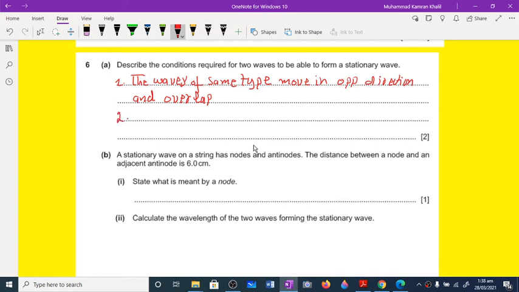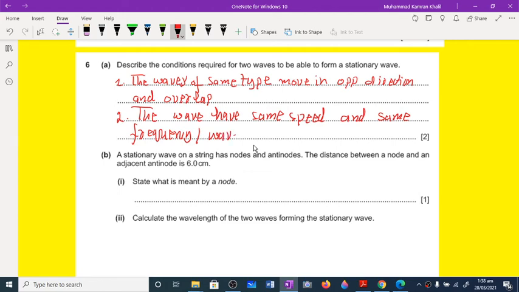Number 2, the waves have same speed and same frequency or wavelength. So these are the two key points which are required for the formation of a stationary wave.